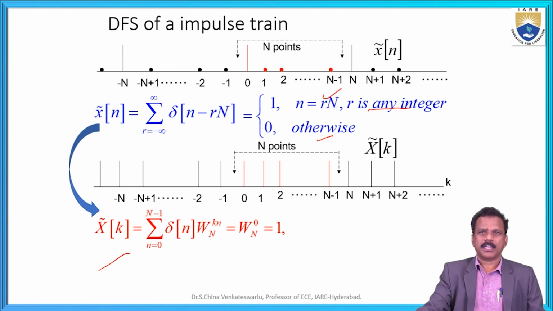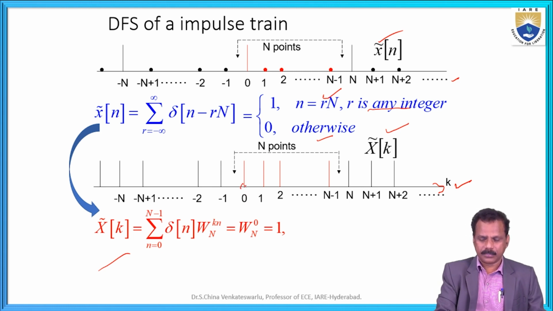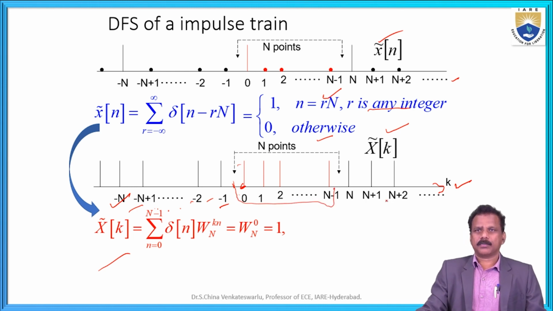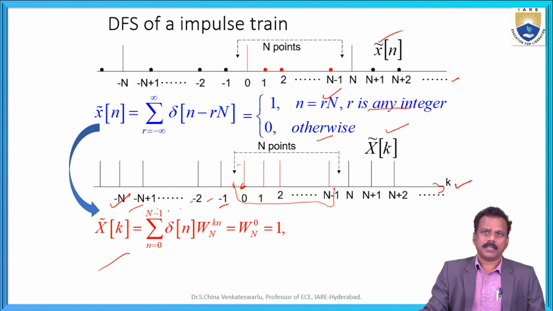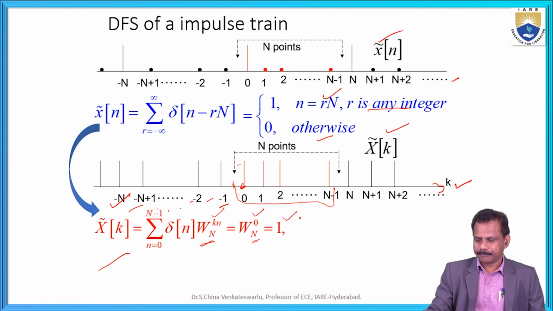X of k is equal to this summation n equal to 0 to N minus 1, as previously with n versus x of n. Now k versus x of k on the x-axis. Here from the origin 0, minus 1, minus 2, minus 3, 4, up to minus N plus 1 and minus N. These are the endpoints. X of k is equal to the summation n equal to 0 to N minus 1 of delta of n times the Twiddle factor W N power kn. Initially the kn value is 0 and it is also equal to 1.